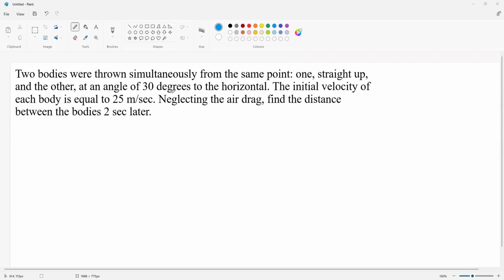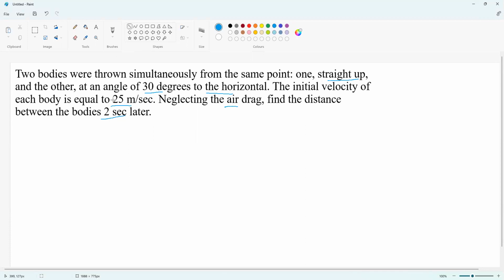So this time it's a combination of straight line motion and projectile motion. Here the two bodies were thrown simultaneously, one straight up and the other at an angle of 30 degrees to the horizontal. The initial velocity of both the bodies is 25 meters per second. After neglecting the air drag, we need to find the distance between the bodies after 2 seconds.